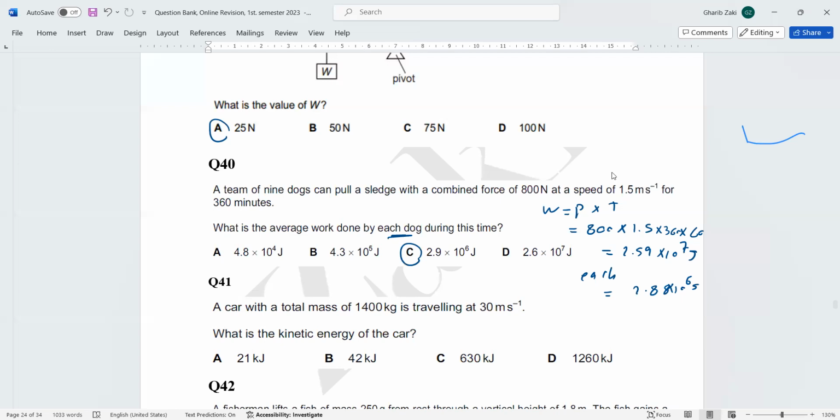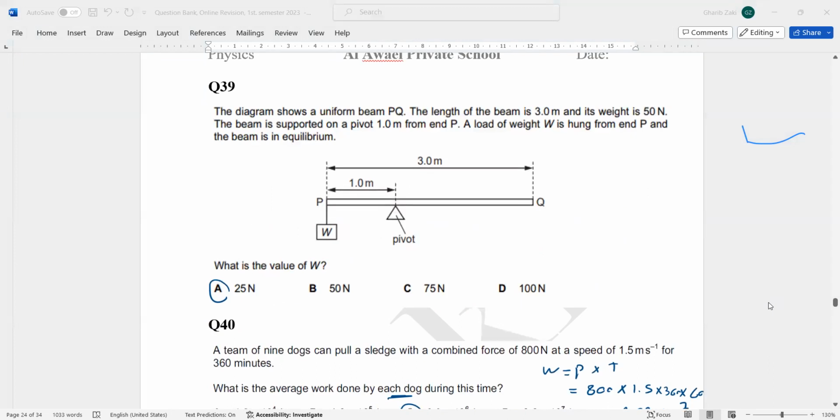Yes? 39, just the clockwise equals anti-clockwise. The diagram shows a uniform beam. The length is 3. The weight acts at the middle. The weight is 50 Newton. At the middle, it means 1.5 meter. And this 1.5, so the distance from the pivot is just 0.5. And then we write the clockwise equals anti-clockwise.